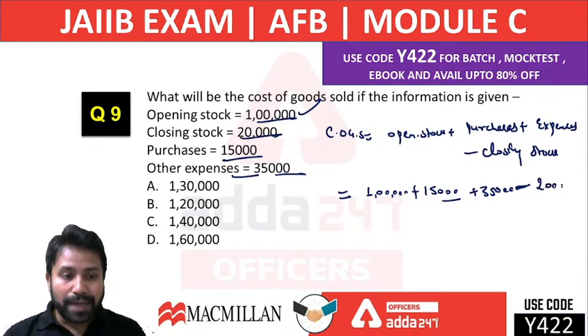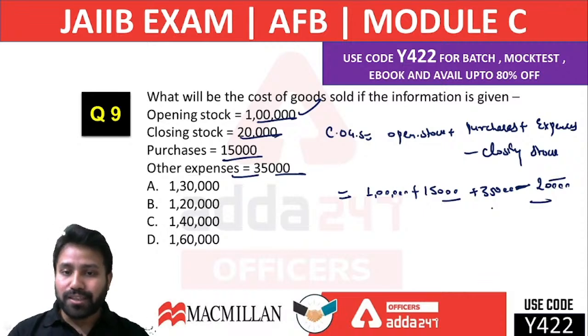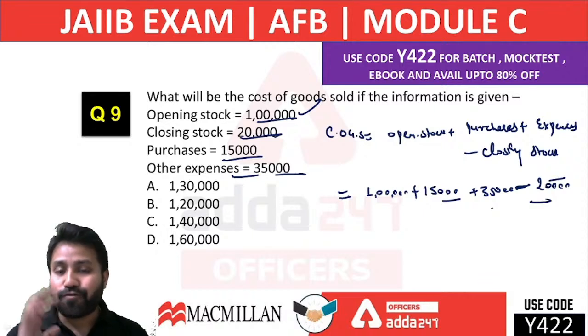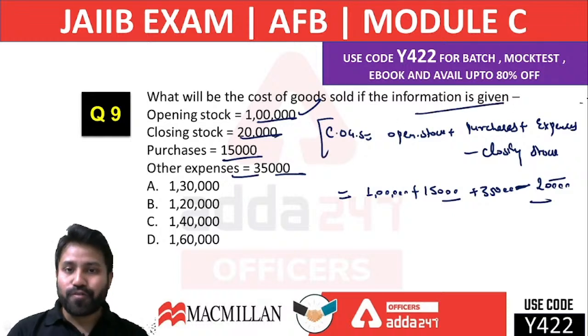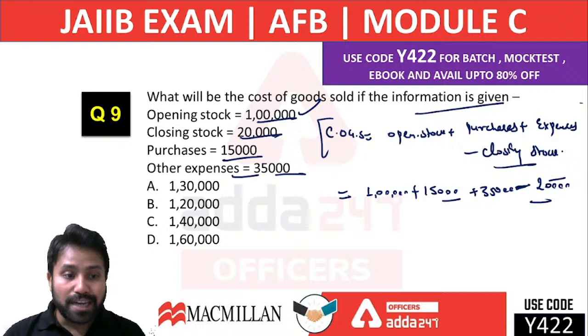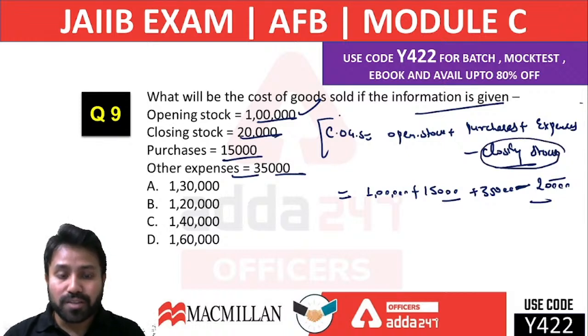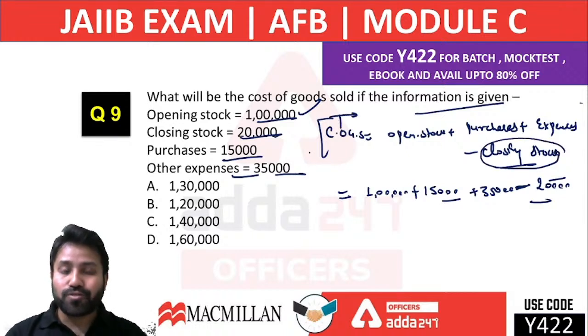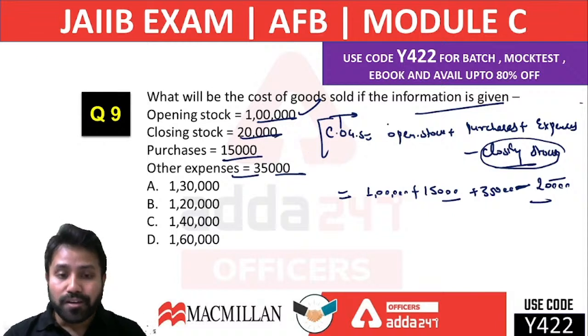You can solve these kinds of questions if you know the formula: cost of goods sold equals opening stock plus purchases plus expenses minus closing stock. You have to understand that closing stock is subtracted, because cost of goods sold just refers to the cost of sales. Whenever we talk about the cost of goods sold, it is nothing but the cost of sales.